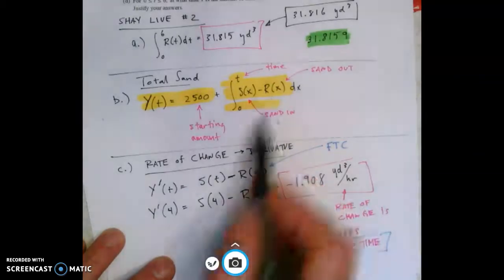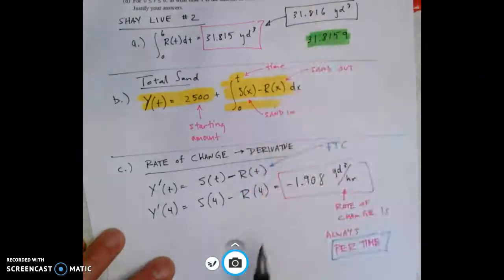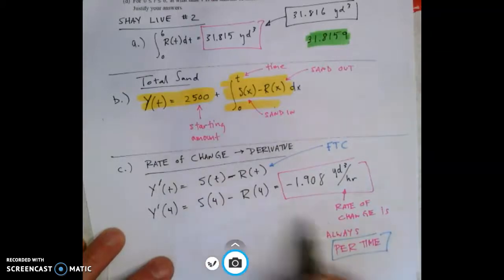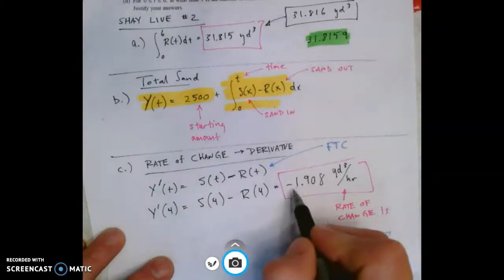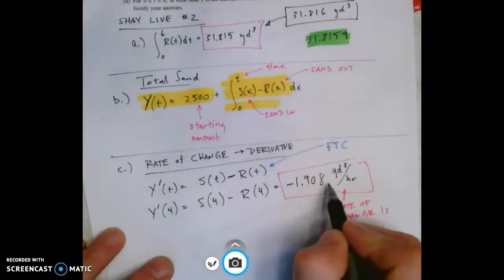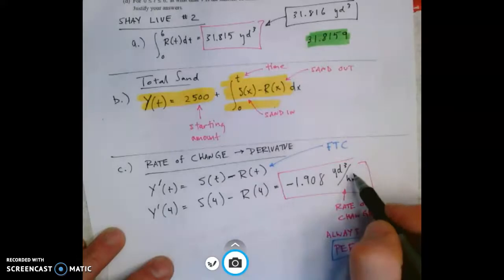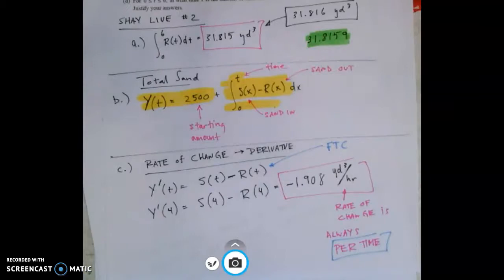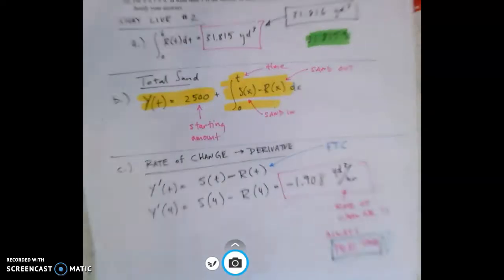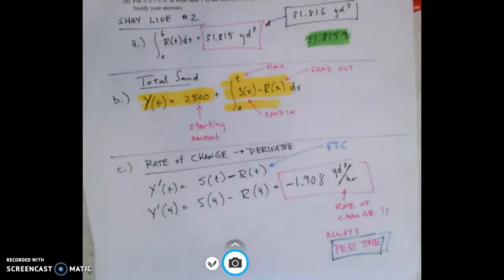Okay? Then it says at time t equals 4. Well, all I do is evaluate it at t equals 4. And I do this right in my calculator. I do s of 4 minus r of 4, and I get negative 1.908. Again, this is a number where you can round if you want. Cubic yards per hour. You have to put that in there, or you'll get dinged for a point there. That's too bad. And any time we're dealing with rate of change, it's going to be per time. Okay, so anytime you say how much is something changing, it's going to be changing at such and such per time, in this case per hour. Okay.